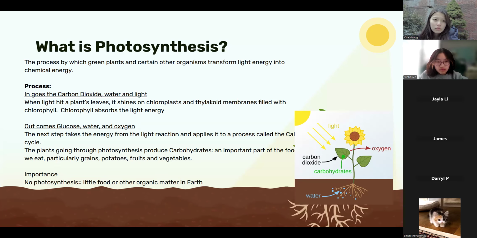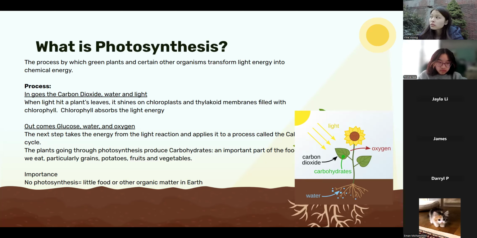So when the carbon dioxide, water, and light go in, light hits a plant's leaf and it shines onto chloroplasts, which are the green thylakoid membranes filled with chlorophyll, and that is the green pigmentation, which is how our plants get the green color. And chlorophyll absorbs the light energy. The next step is to take that energy from the light reaction and apply it to a process called the Calvin cycle, and that'll be discussed later.